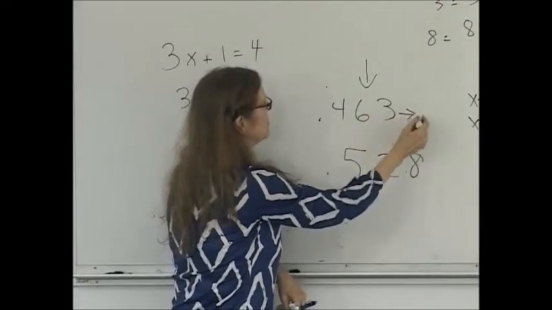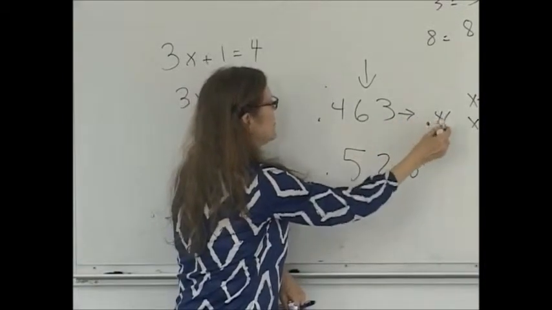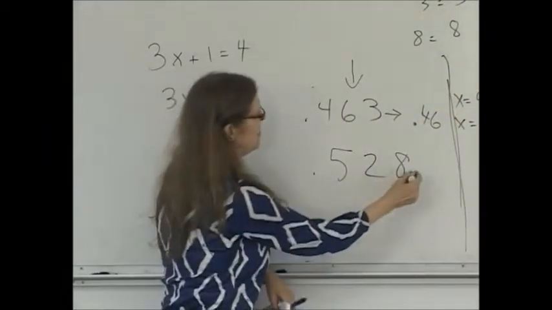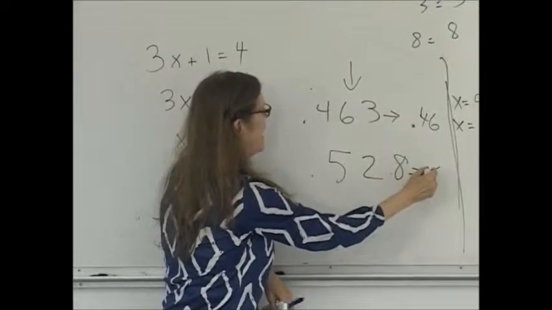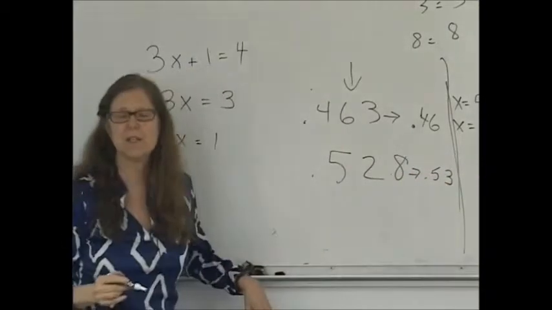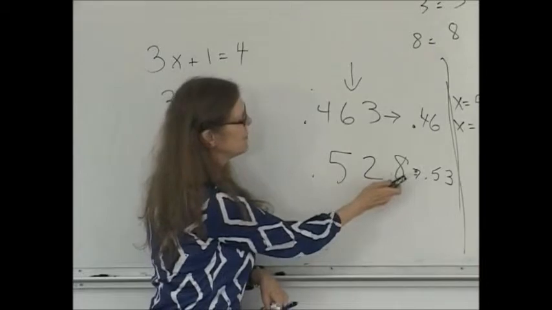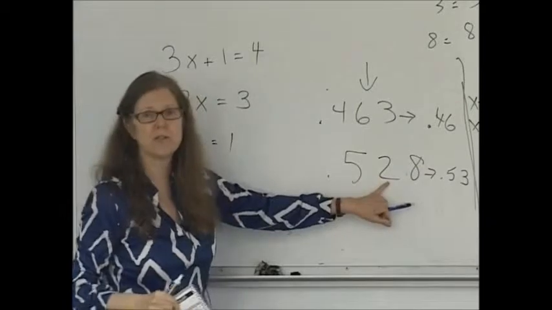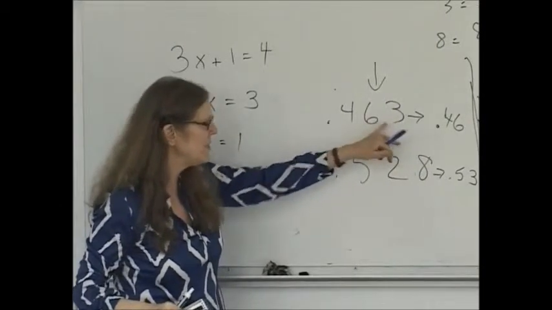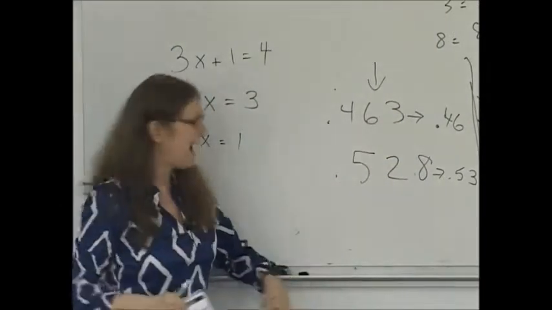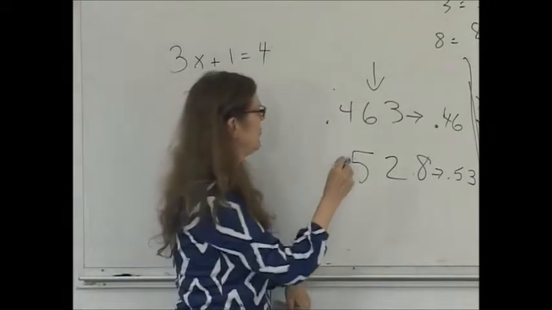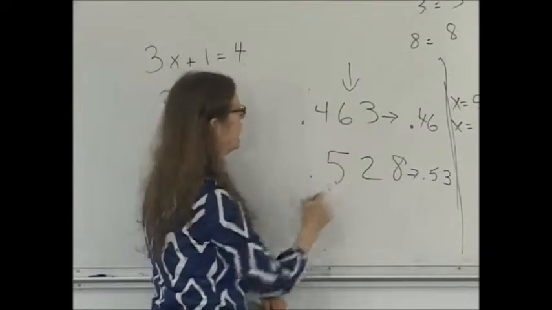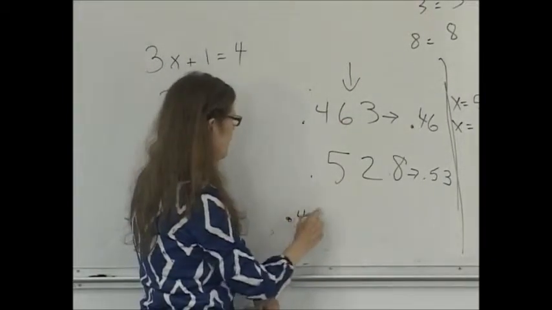This becomes 0.46 rounded to the nearest hundredths, and this becomes 0.53 rounded to the nearest hundredths. Because this is bigger than 5, it's closer to the higher number in the hundredths place. Because this is less than 5, it's closer to the lower one. Now, I have seen people do this. On this one, instead of 0.46, they give the answer as 0.45.